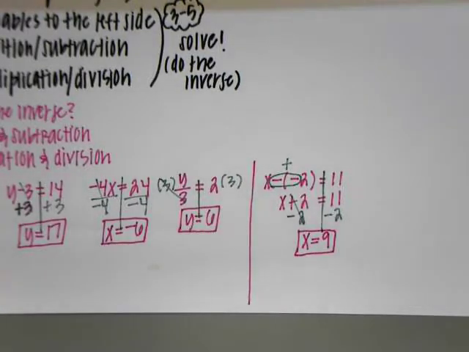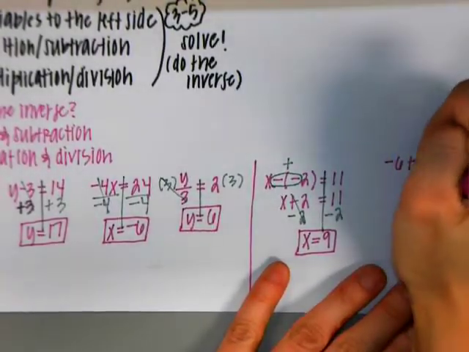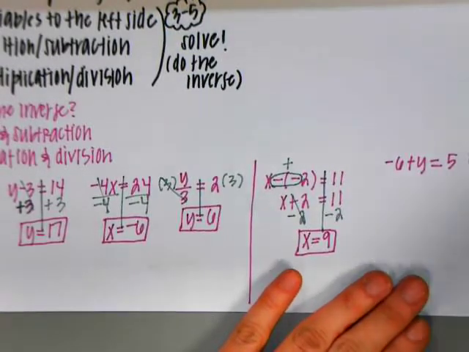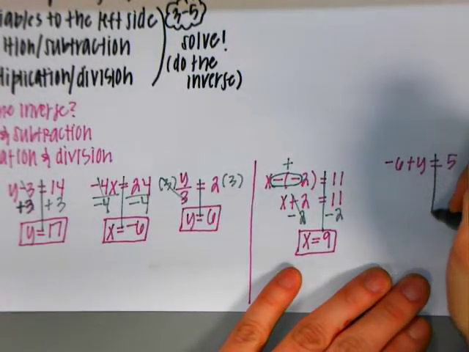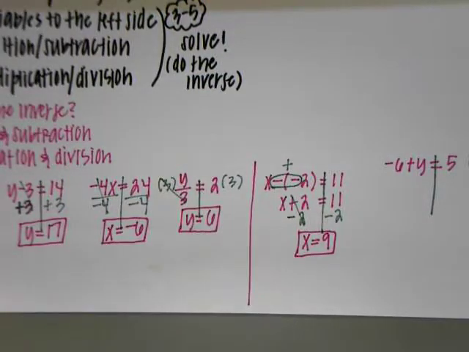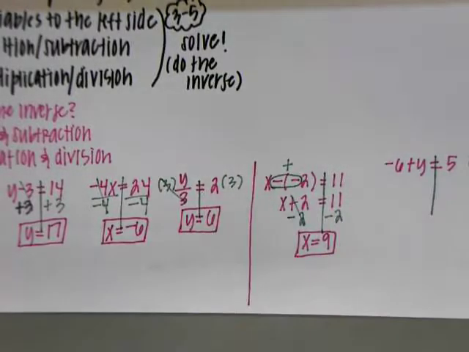Okay, so that's one of them. That might be a little bit weird. And then the other ones are whenever you have it out of order. So if we have like negative 6 plus y equals 5. So remember, ultimately our goal is to get that variable by itself. So meaning if there's something with addition or subtraction happening, that needs to go to 0.